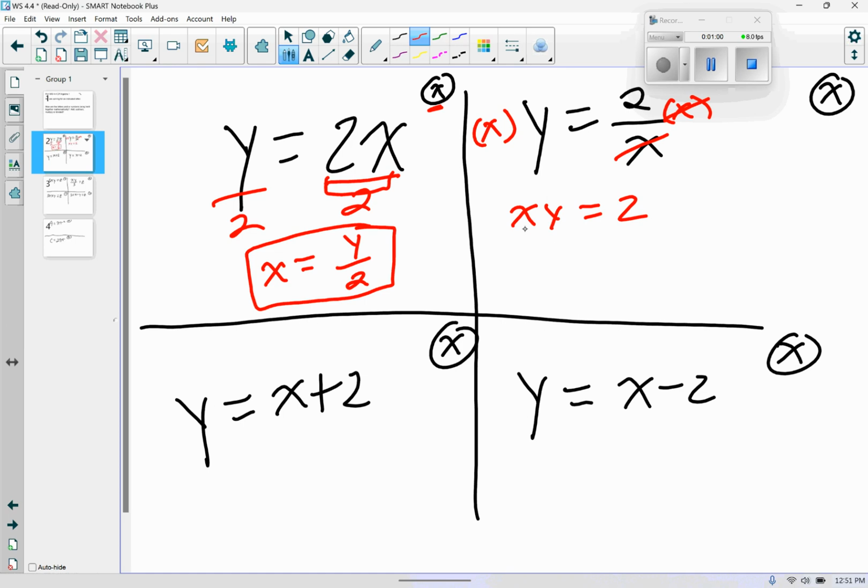But I still want to get x by itself. Well, how are x and y being held together now? Yeah, they're being multiplied, so I want to divide both sides by y. Those cancel out, so I get x equals 2 over y.